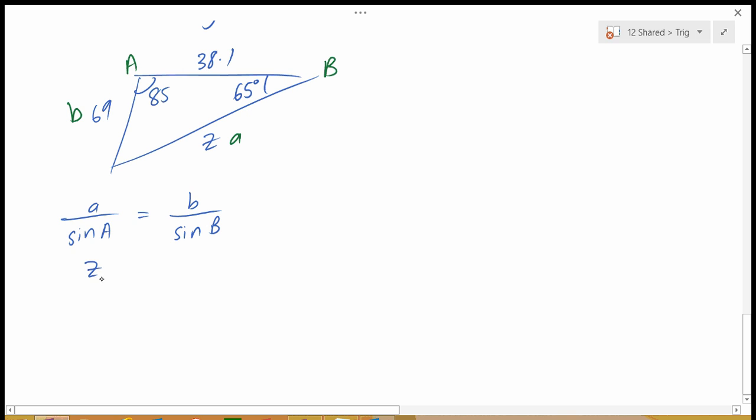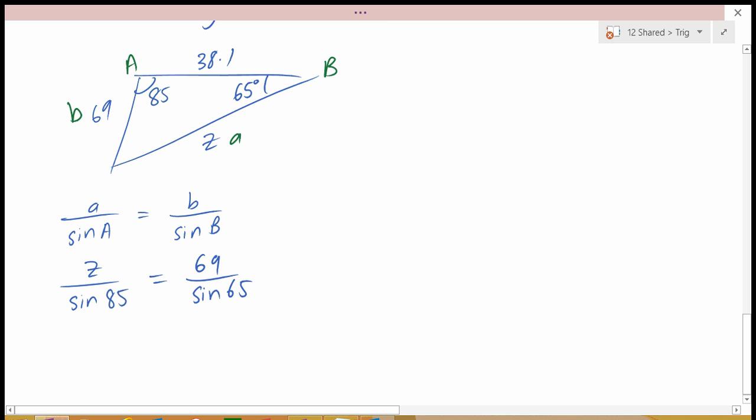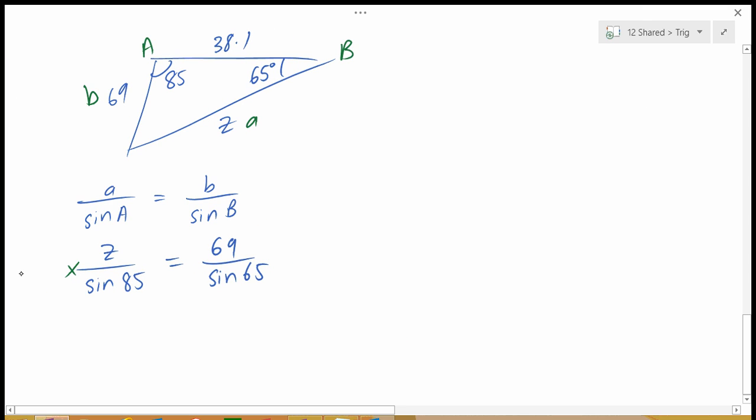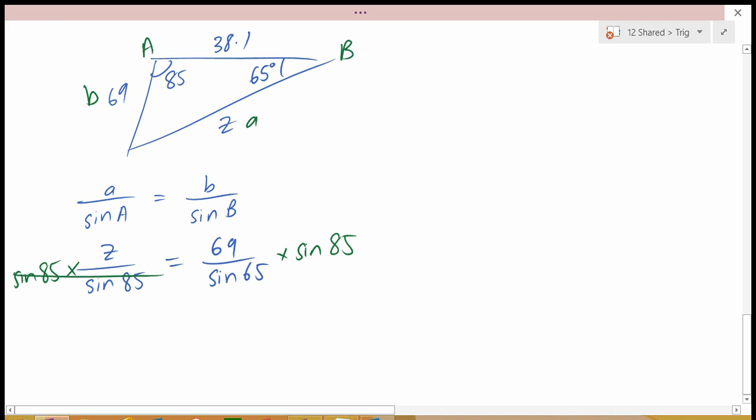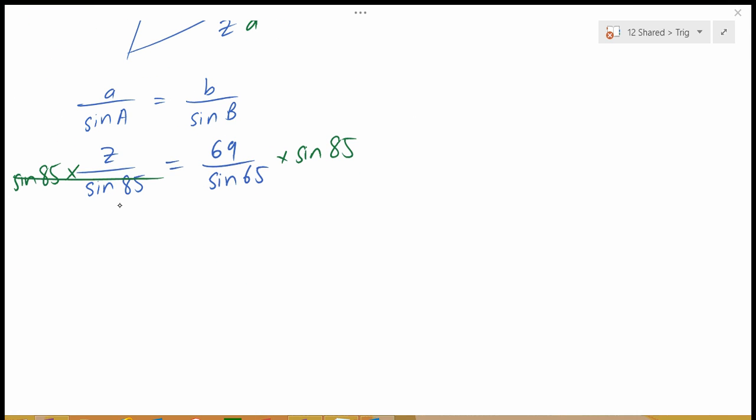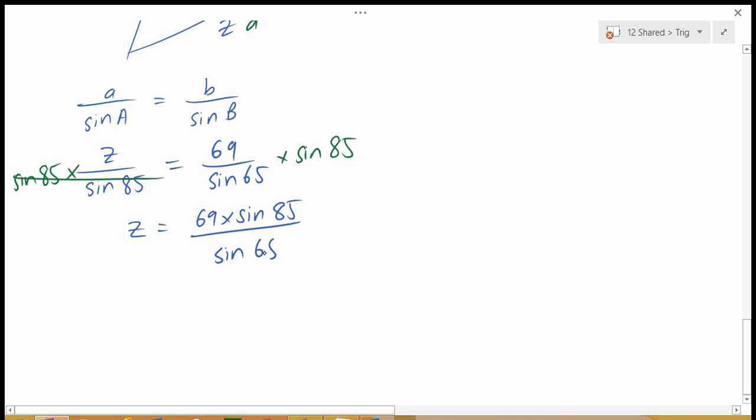So Z is our side that we're looking for, and Z over sine 85 is equal to 69 over sine 65. One step of working here to solve this for Z is to times both sides by sine 85, so they cancel out, and all we're left with is Z equals 69 times sine 85 over sine 65, making sure that we've got brackets around the top there for our calculator.